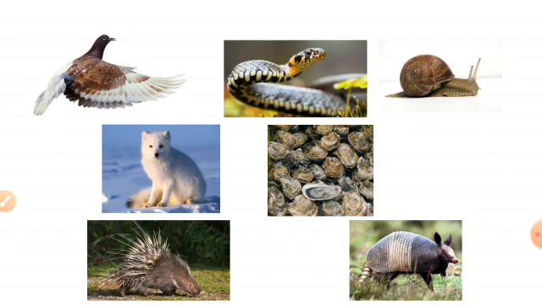A porcupine has sharp needle-like spines, or quills, on its body for protection against other animals. Animals such as armadillos have hard armor-like plates that cover and protect them from enemies.